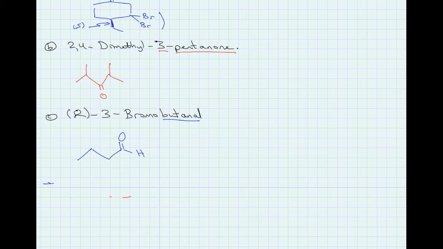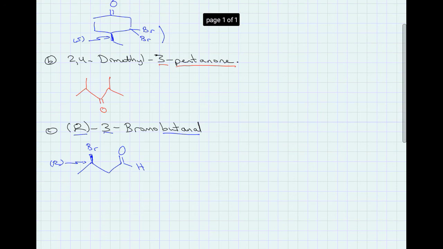So I need to put on a 3-bromo group, and I need to make sure that I have R stereochemistry. So on my 3rd carbon, this is carbon 3 here, if I put a wedge like this and I put a bromine at the end of it, that's going to give me R stereochemistry here. So this is the correct molecule. This is going to be R,3-bromobutanal.